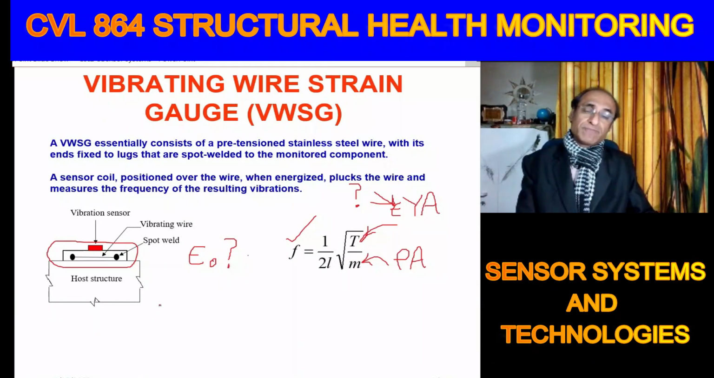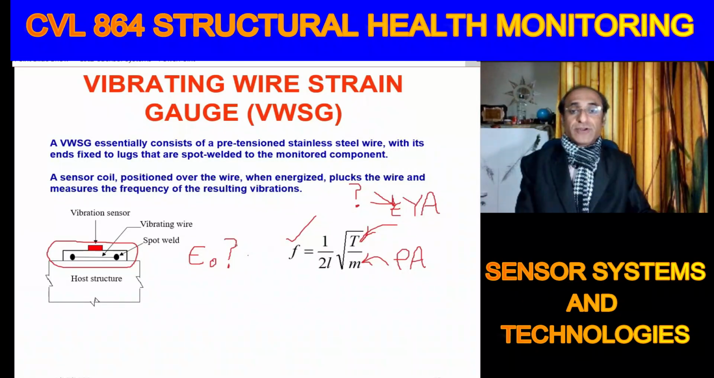Then after some time, let's say the component is undergoing some strains, it is under tension or compression. So what will happen if it's under tension? The natural frequency of vibration will increase, and if it's under compression, the natural frequency will decrease.